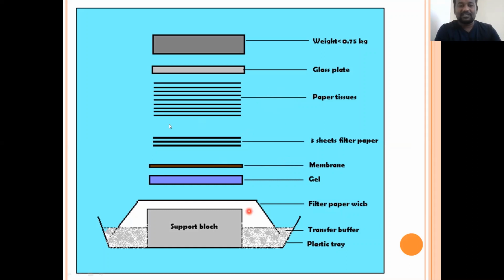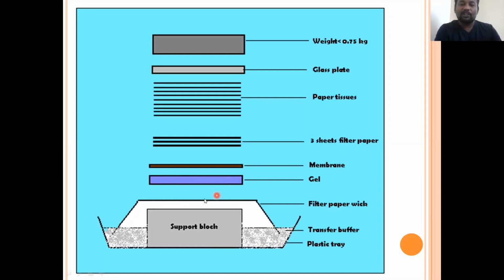So this is the system used in the membrane transfer. This is the plastic tray containing buffer solution. This is the filter paper wick. This is the supporting block. After keeping some filter paper wick, we keep the gel first, the agarose gel or polyacrylamide gel.